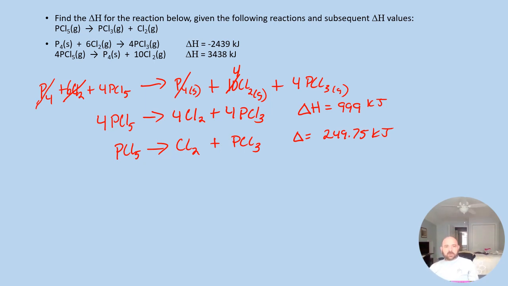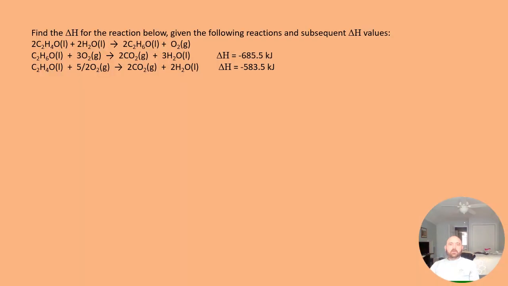We will do a few more examples on the next couple of slides. We've got another example here that says 2C2H4O in the liquid state plus 2H2O can give us 2C2H6O in the liquid state plus O2 gas. We don't know the delta H of this reaction, but we do have two reactions that we think might help us write one. We have C2H6 reacts with 3 moles of O2 to give us CO2 and H2O. We have C2H4 reacting with 5½ moles of O2 to give us CO2 and H2O.